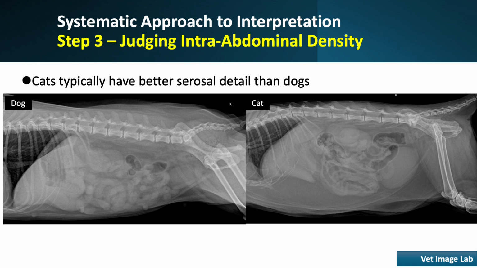Take a look at these images. The radiograph on the left is from a dog, and the one on the right is from a cat. Can you see how the cat's abdominal organs are more clearly defined? Cats naturally have more evenly distributed intra-abdominal fat, which helps create better contrast between organs.